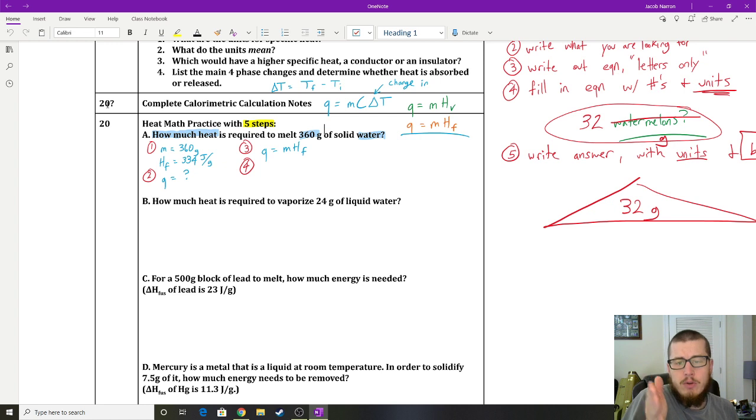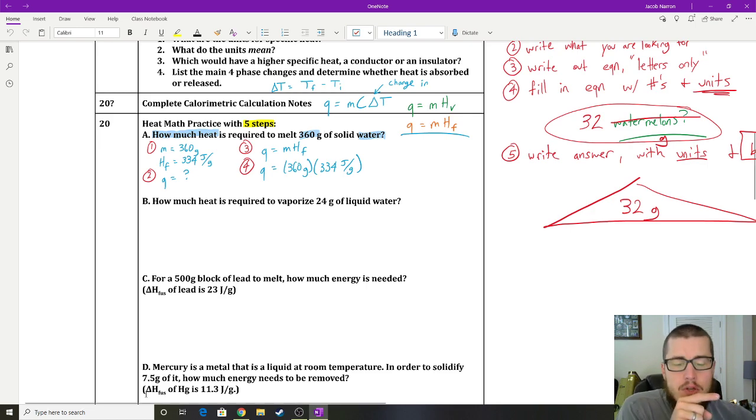So now I'm going to say Q. Do I know Q? No, I don't. So I'm just going to rewrite it because I know that's what I'm looking for. M. Do I know M? Yes, it's 360 grams. Do not forget your units here. I wrote grams over there on the left side, I'm going to write grams right here. HF. I'm going to put that in. 334 joules per gram. That's important. I'm putting the units with it. Okay, so everything has a place, and because I wrote it in step 3 in letters, I know exactly where everything needs to go.